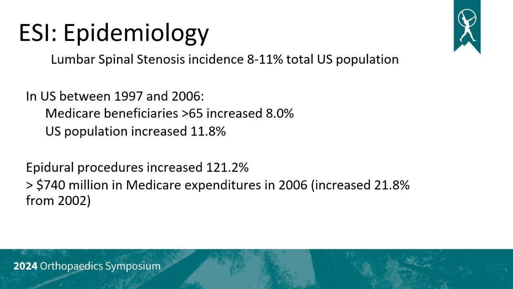Some epidemiology. So spinal stenosis is a growing problem as our aging population continues to grow, especially with the baby boomers, et cetera. So incidence is 8 to 11% of the total population. Between 97 and 2006, you can see that increased quite a bit for those of us over 65. The U.S. population increased as well, so consequently, epidural procedures increased 121%, and has cost quite a bit of money in that time frame as well.